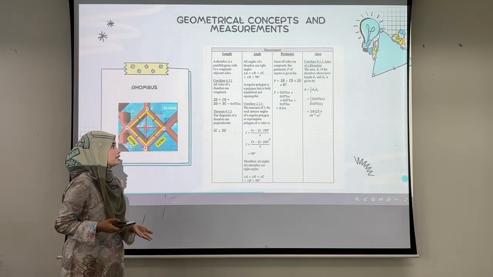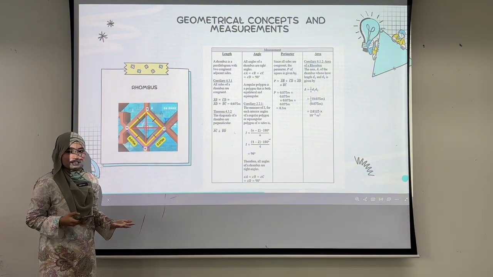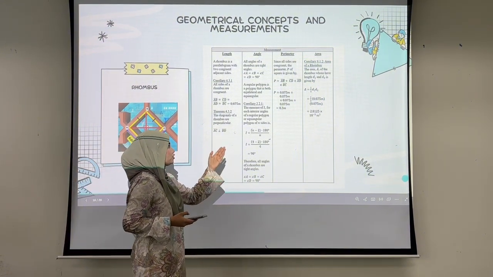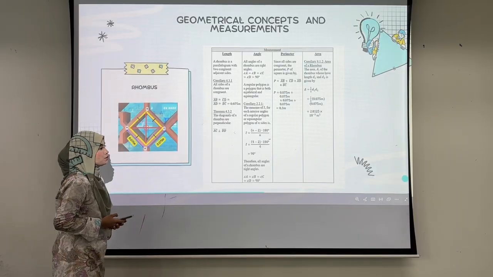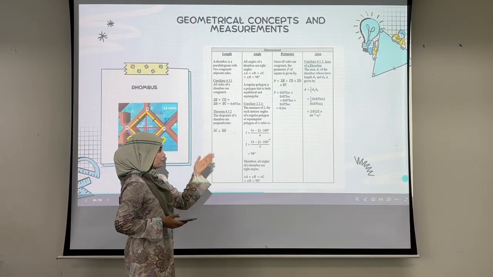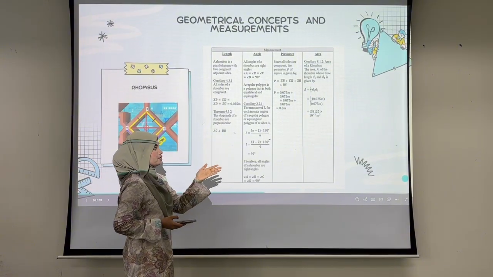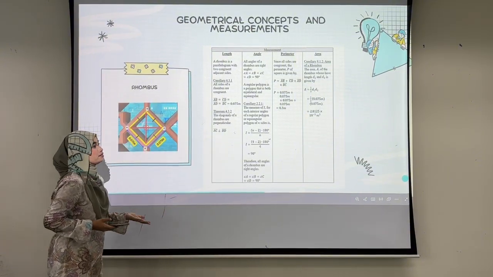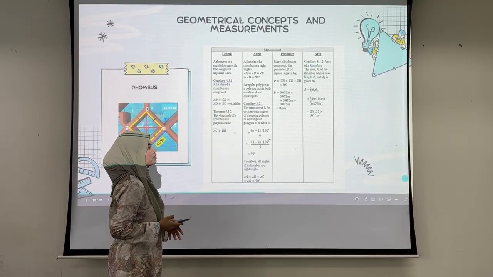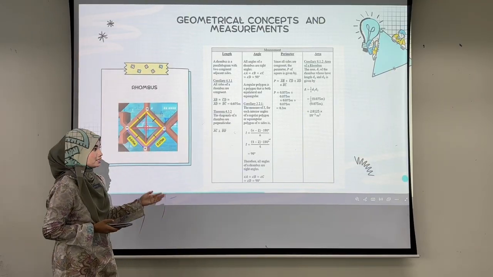For the perimeter, same as the rectangle, we add all the lengths of each side and the result is 0.3 meters. For the area, we use the formula 1/2 times the first diagonal times the second diagonal, the length of the diagonals, and the result is 0.28125 times 10 to the power of negative 3 meters squared.